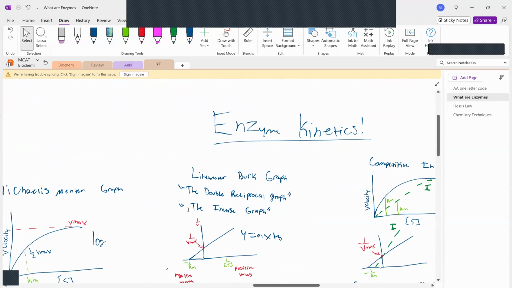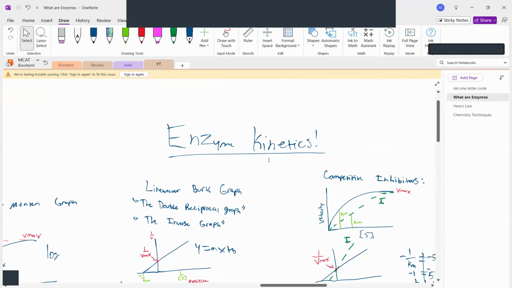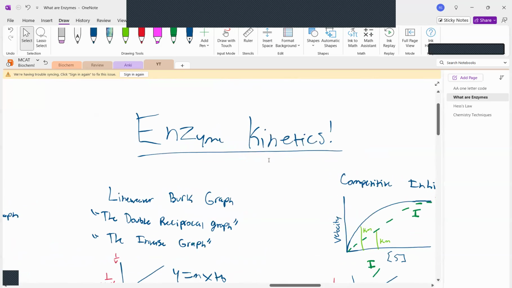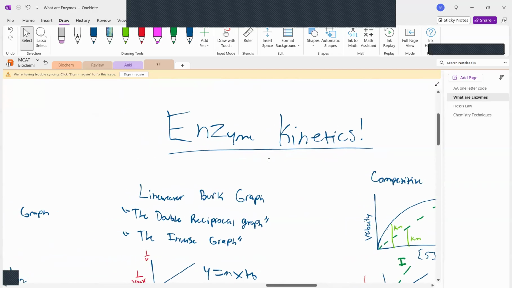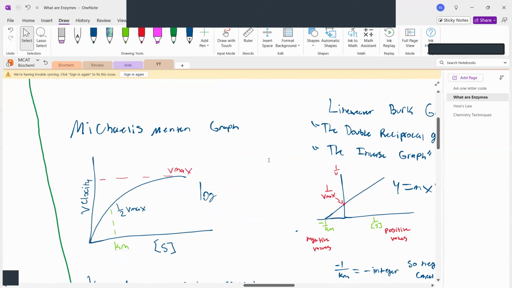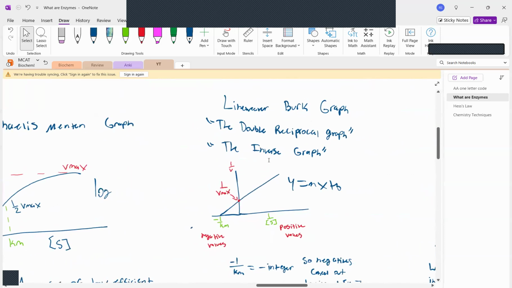Okay, now let's get into the main entree. That was a little appetizer. Now we're talking about enzyme kinetics. So we have our beautiful Michaelis-Menten and Lineweaver graph.